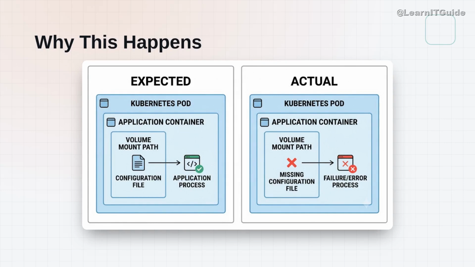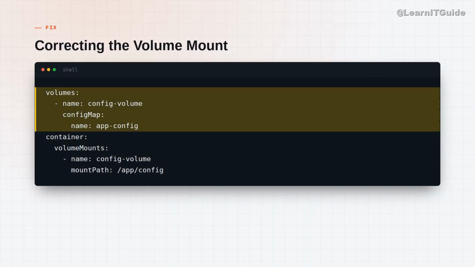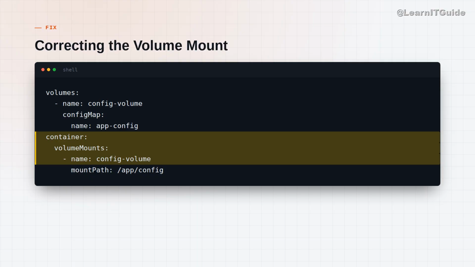If your deployment manifest has a mismatch in the volume mount path, the file system remains empty. The application panics and dies. That is exactly why it enters a crash loop. The fix is to ensure your volume mount path matches the application requirement. Here, we map the config volume to the specific directory the app expects. Update your deployment, apply the change, and the container will start successfully.